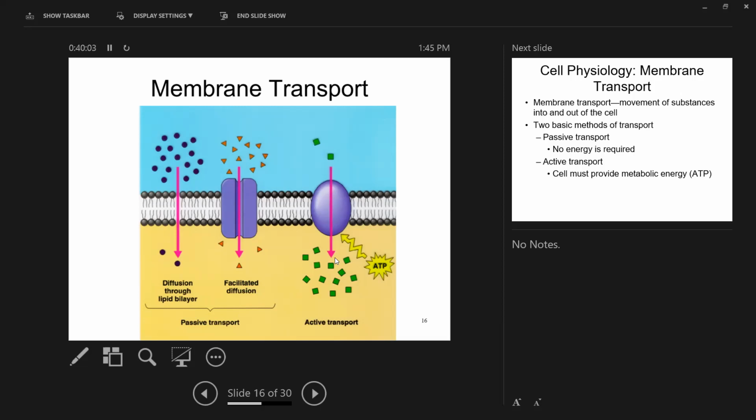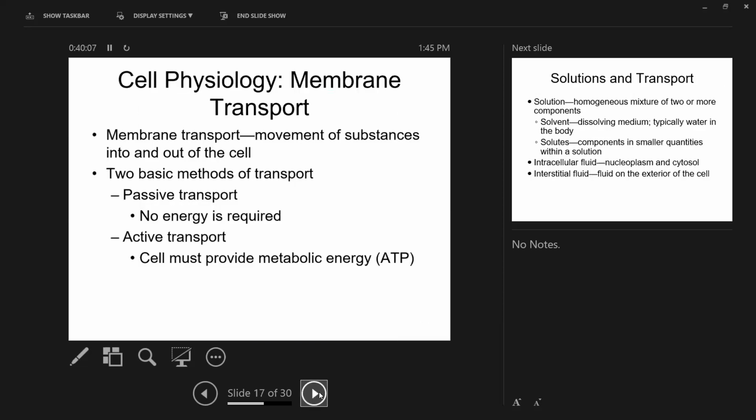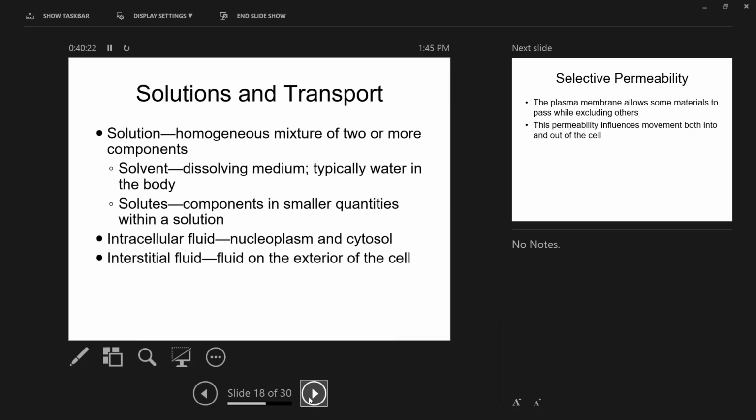So these are the three ways that we get stuff into or out of a cell. Passive is either simple diffusion or facilitated diffusion. Active, we have to use active transport. Now, a couple terms, we talked about this in lecture already.